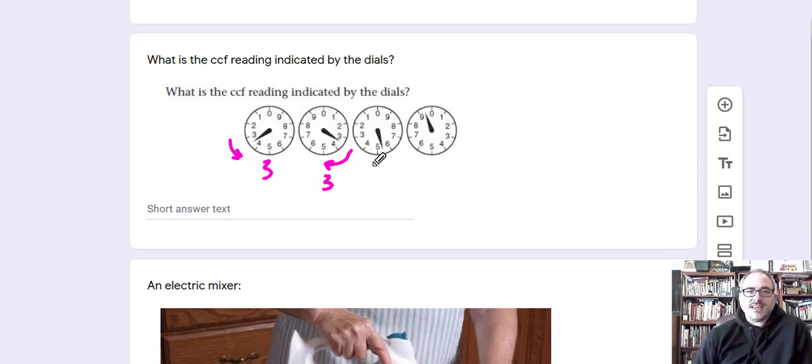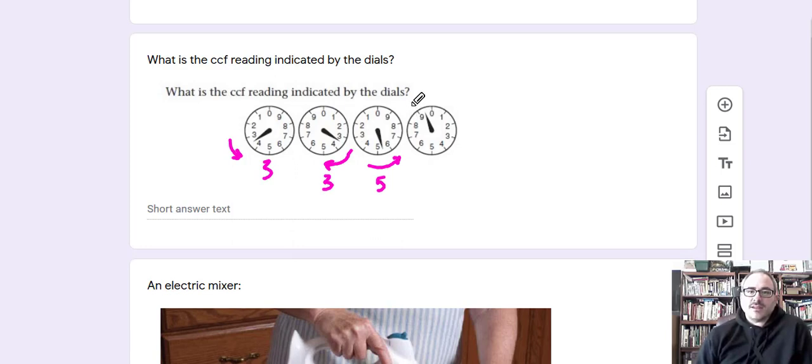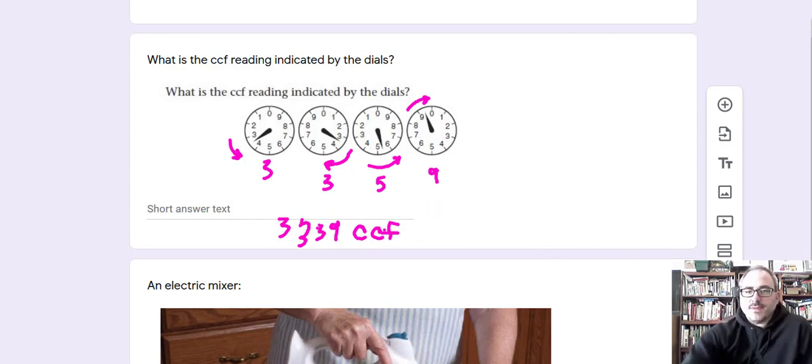I'm looking at this one between the 5 and the 6. I can see it's going this way. It's not quite yet at the 6, so I read that as a 5. And here I can see this one here. It's going, and remember this is my exception. Oops, sorry, that's my exception here. It's going this way. It's not quite at the 0. I read this as a 9. So 3, 3, 5, 9. That's CCF. Always put your units on here, CCF. All right. So that is that. Let's go to the next one.